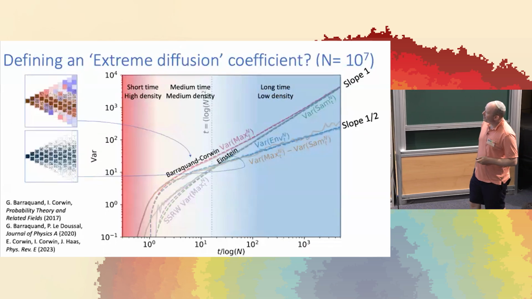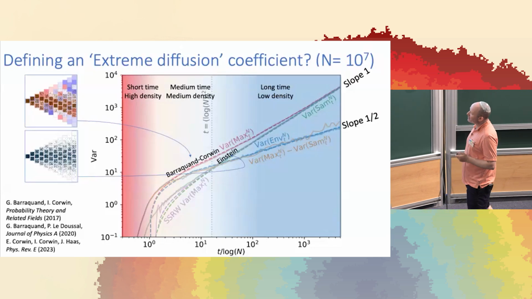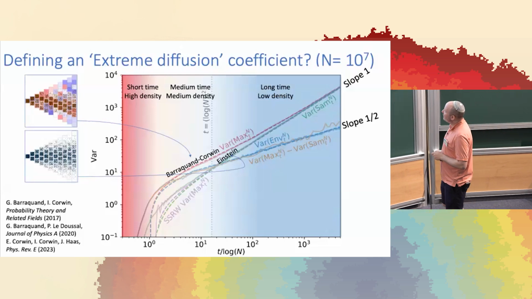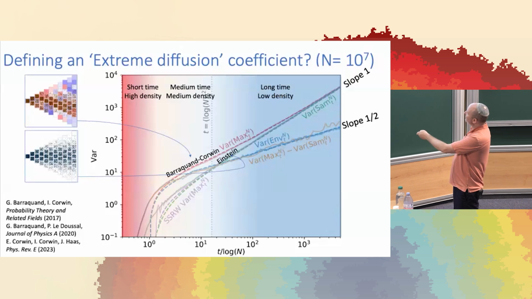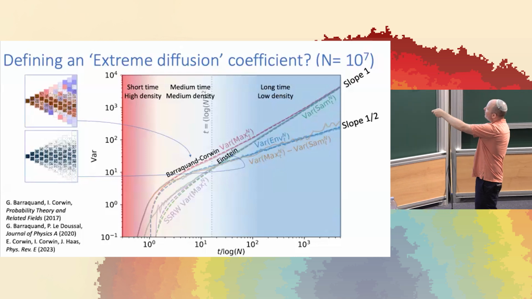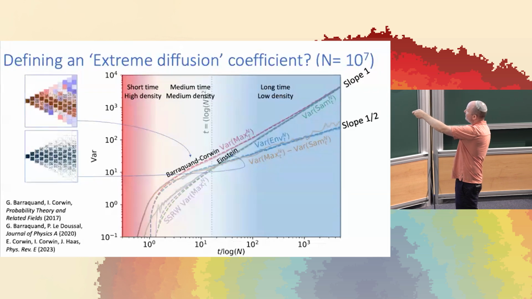So this plot is a combination of theoretical results, which I'll explain in the later part of the talk, and numerical results for the model. Let me break this down. First of all, what's shown here, this top curve, the one labeled Barraquand-Corwin, is the variance of the maximal location of n particles at time t.